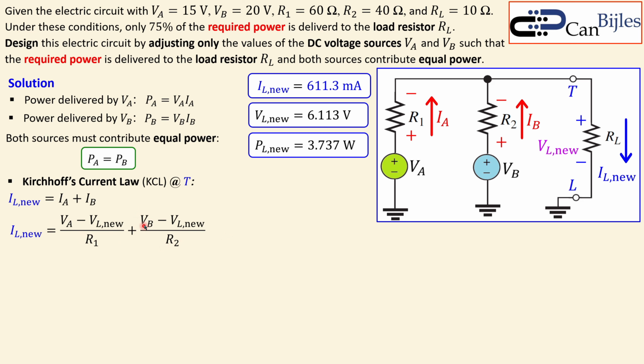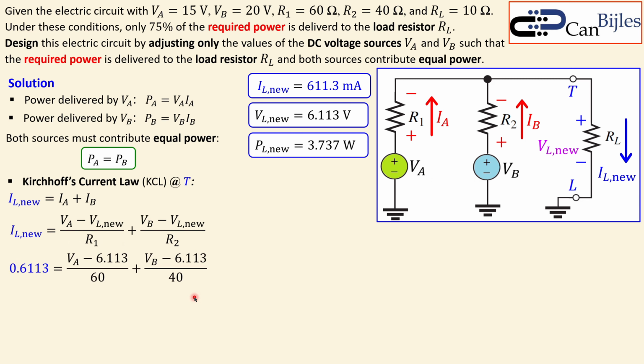And again, the VA and VB here are the new voltage values for these sources, not the current values of 15 and 20. So I cannot substitute that. So in order to go, I need to keep them as a variable, and then we have 0.6113 as our new load current. That is the left hand side, and the right hand side I can substitute the new load voltage and also the resistors and have this expression.